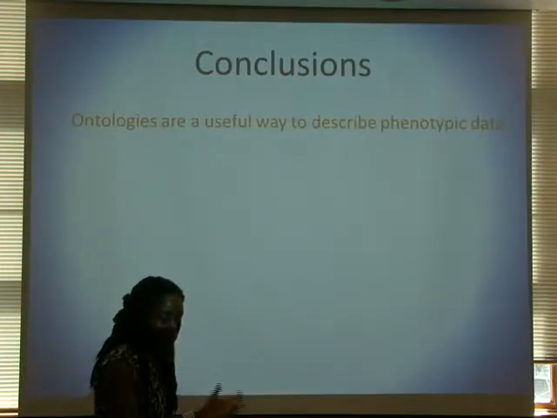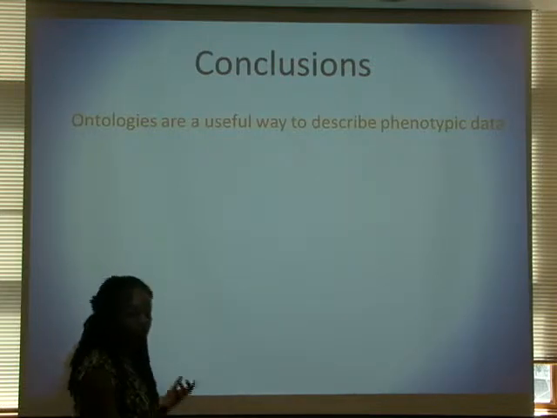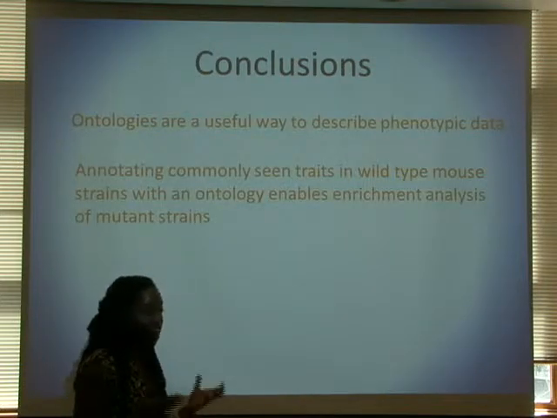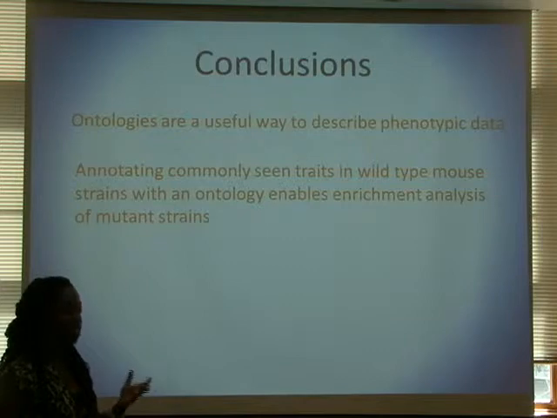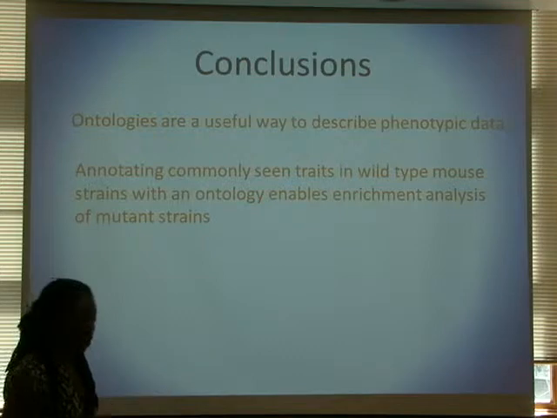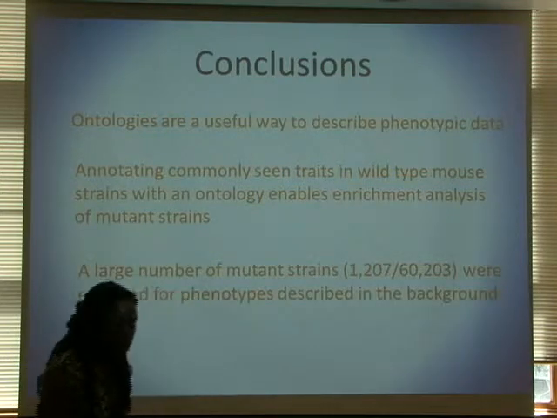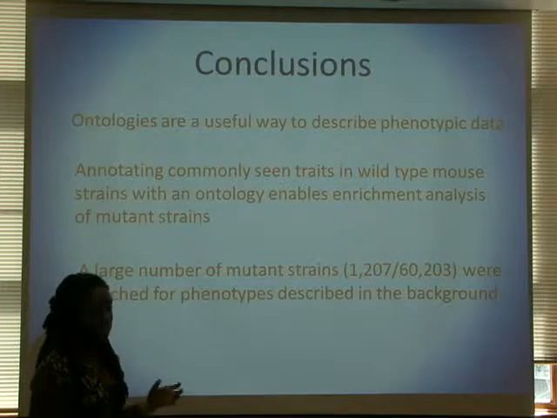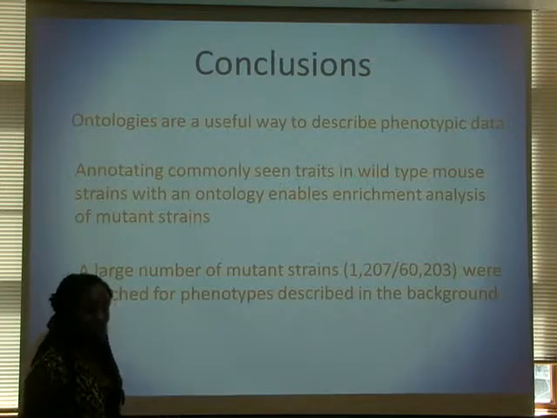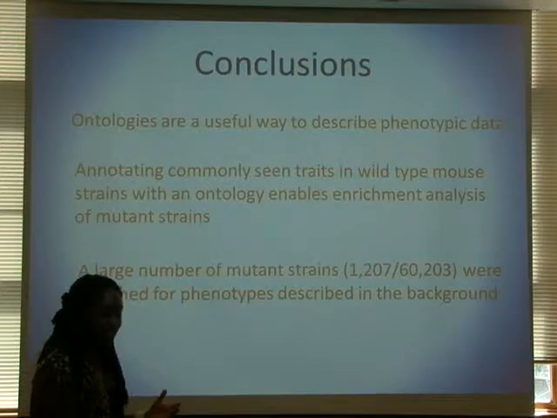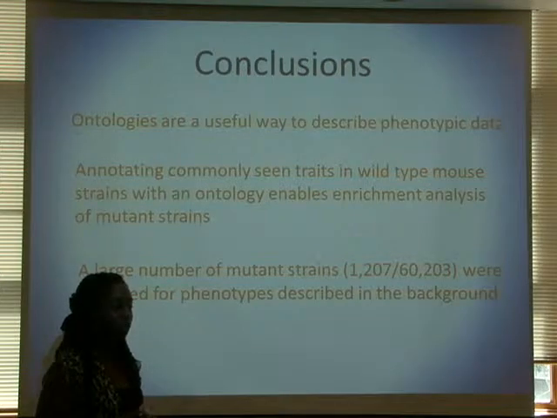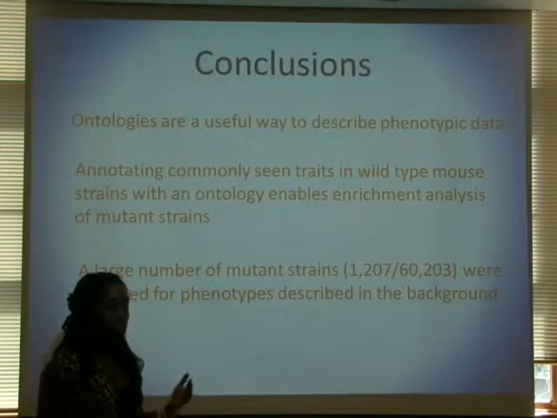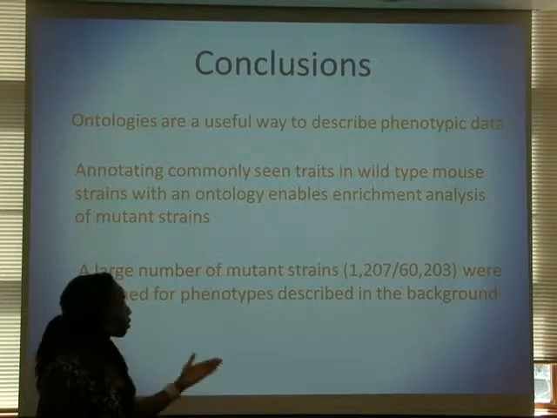So in conclusion, ontologies are a useful way to describe phenotypic data. And by annotating this data, it's allowing us to know which phenotypes are actually being contributed by what type of genetic background. We actually found that 1,207 strains were being contributed by the background strain genes in the wild-type mouse out of 60,203. I mean, it might not seem like a lot, but it's significant when you're doing research papers. You have to contribute some of your findings to this research.